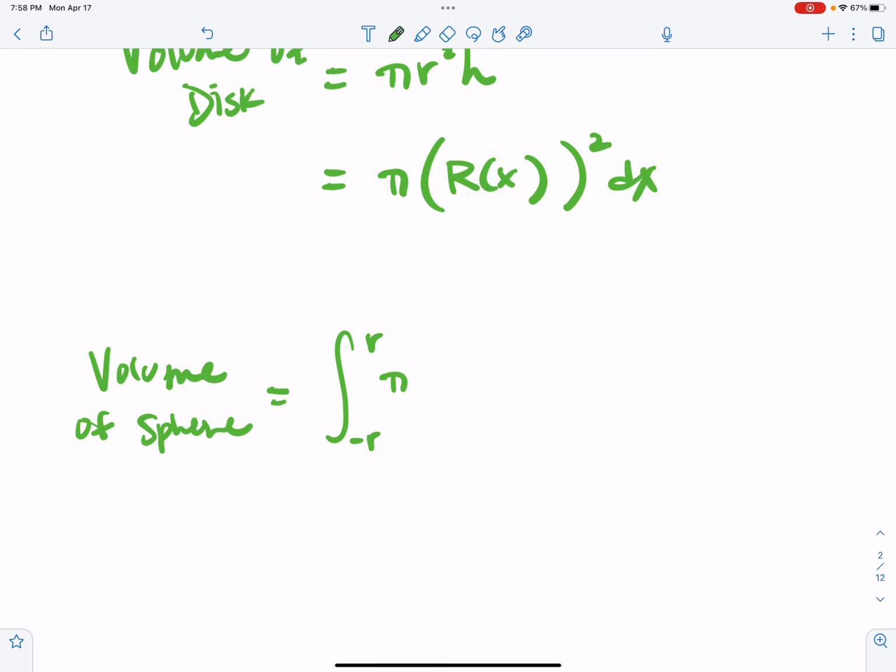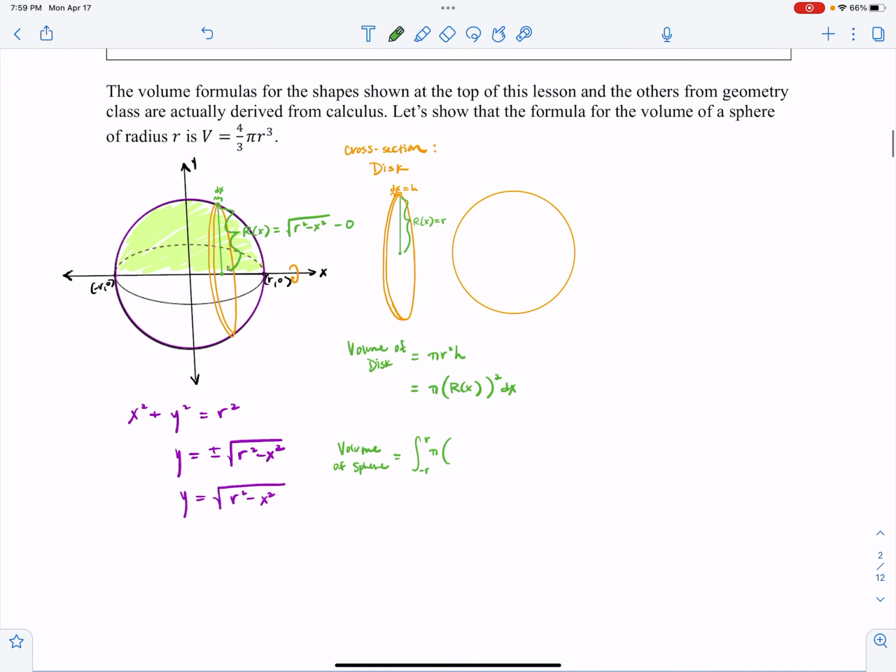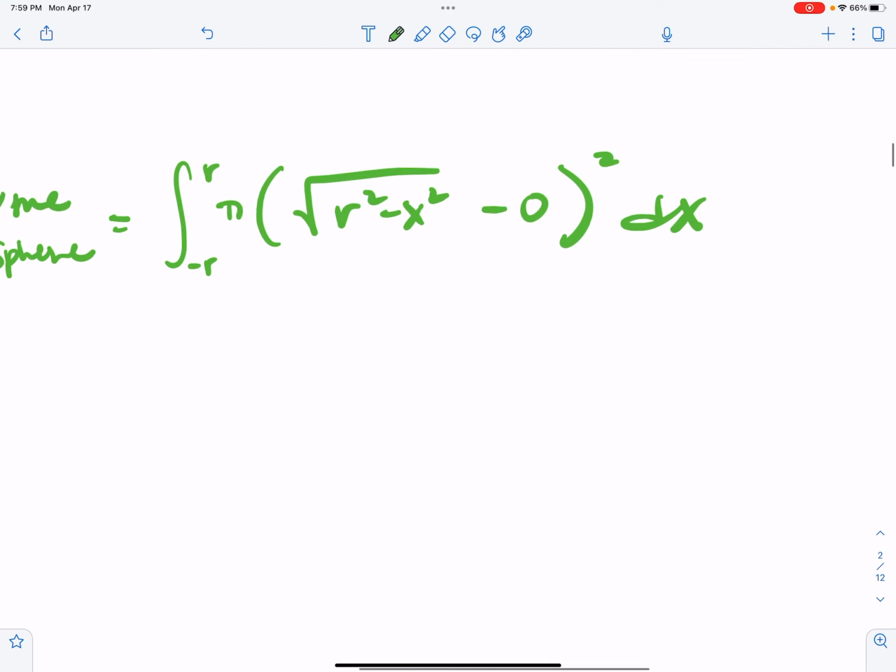So we're integrating from negative r to r, pi. Now r of x we know is equal to, in this case, the square root of r squared minus x squared minus 0. And you guys know how to integrate this. So pi can get pulled out. And then that just becomes r squared minus x squared.